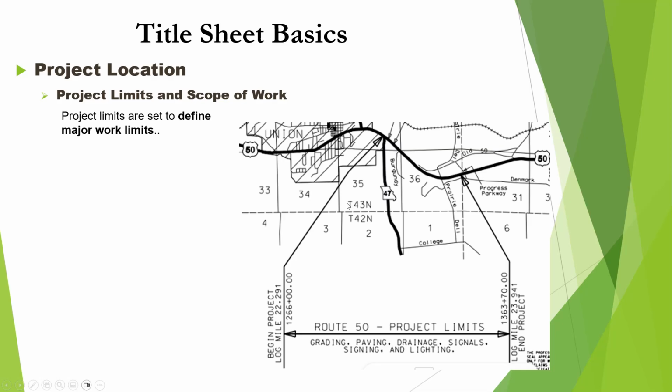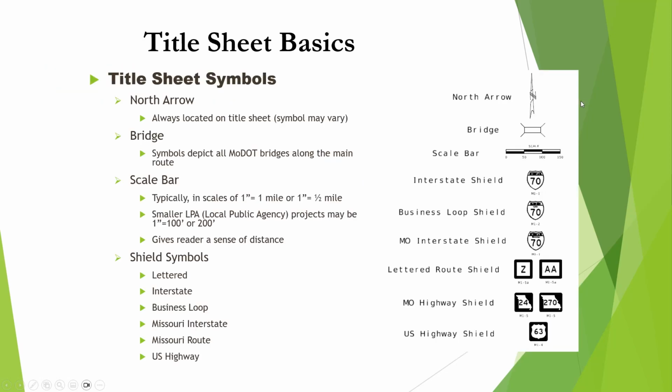You also see some section, township, range numbers, and we're going to get into more of that as we go as well. So that's the project limits and scope of work. You're looking for this arrow down below. That will tell you exactly what's going on in that project. There are some title sheet symbols out here.